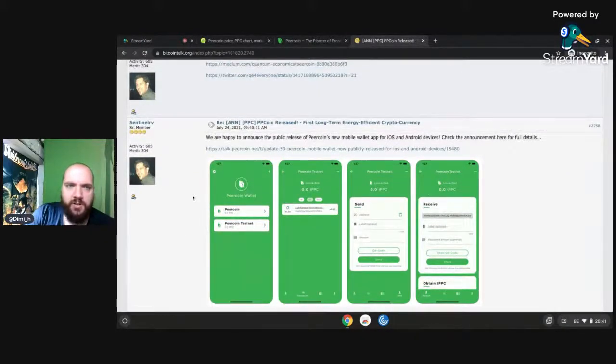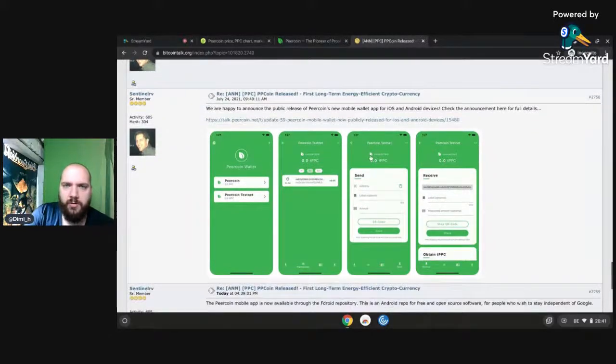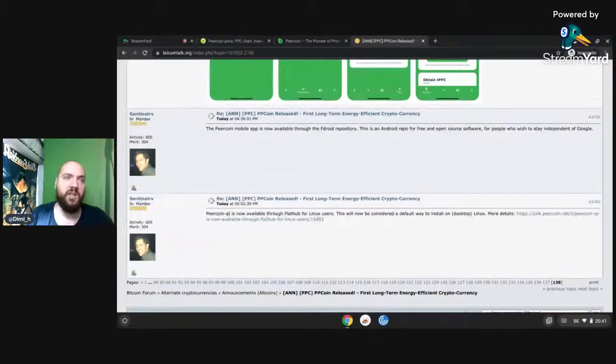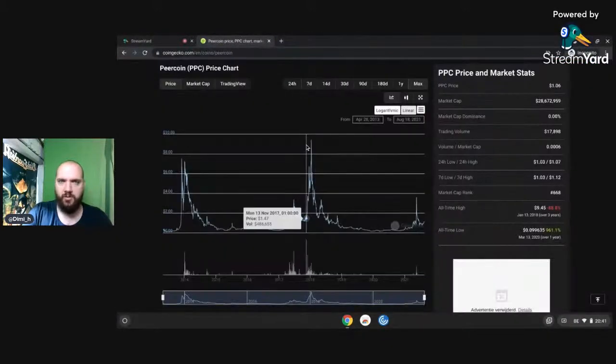Happy to announce public release of Peercoin's new mobile wallet for Android and iOS. So if you've got some Peercoin, you can transfer it now towards your iOS or Android smartphone, and you can actually download a new Peercoin wallet, which is quite nice. So a little update for the holders since many years. You can now put it towards your phone. So let's hope this brings in some circulation and movement. And with that, I'm going to close it down.